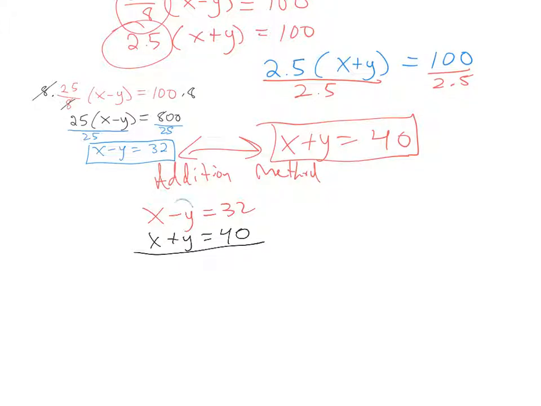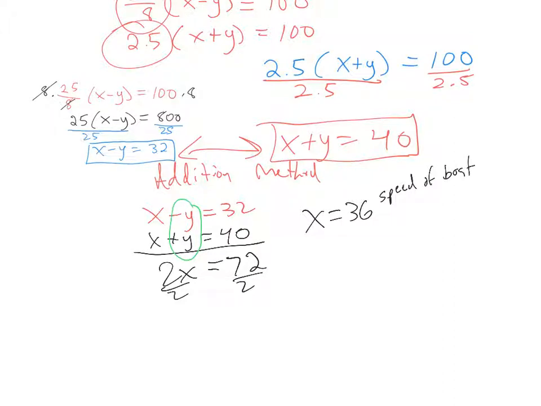When we add the two equations, notice these guys are going to cancel. So we're left with 2x on our left-hand side and 72 on our right-hand side. We divide by 2 and divide by 2. So x, which represents the speed of the boat in still water, is 36 miles per hour. We'll check the units. Now I just plug it into either one of my equations. I end up with 36 plus y equals 40. Therefore y equals 4 miles per hour, and this represents the speed of the current.